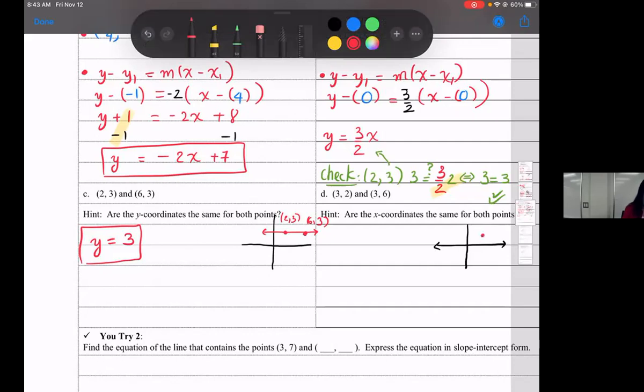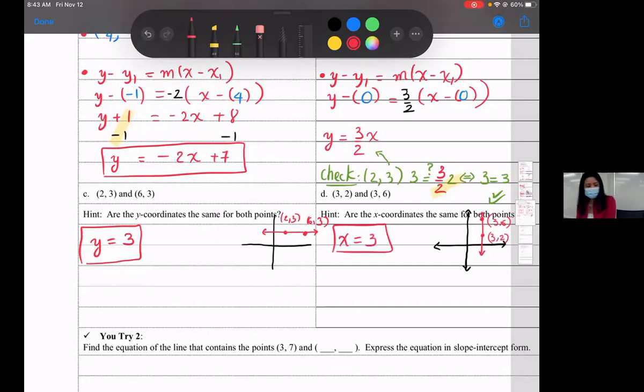I'll say 3, 2 right there, and then 3, 6. Again, it's not to scale. Don't have enough room. 3, 2, 3, 6, and then connect the dots. It's a vertical line. If it's vertical, it's x equals something, so in this case, x equals 3.